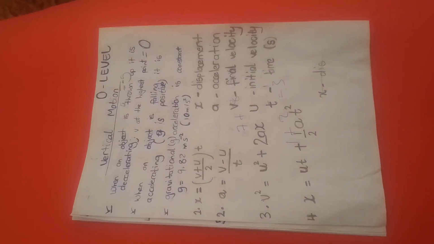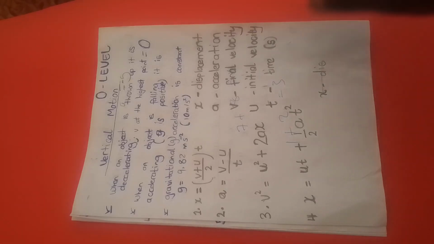Okay, so we are looking at vertical motion. That is an object that is falling or an object that has been thrown upwards. So there are things I want you to take note of before we get into the calculations. When we're looking at vertical motion, you have to take note of these points.